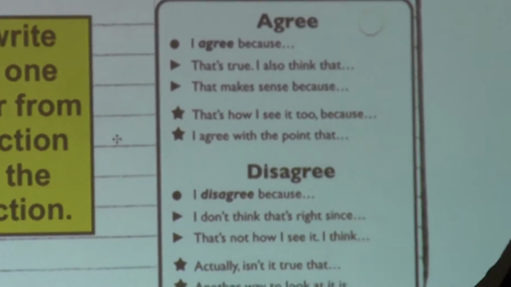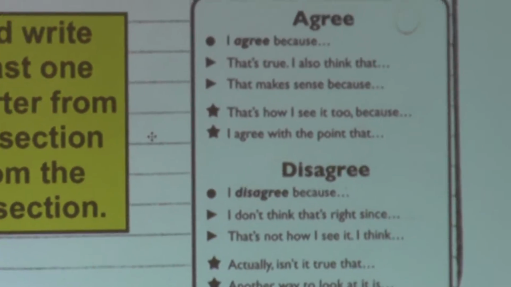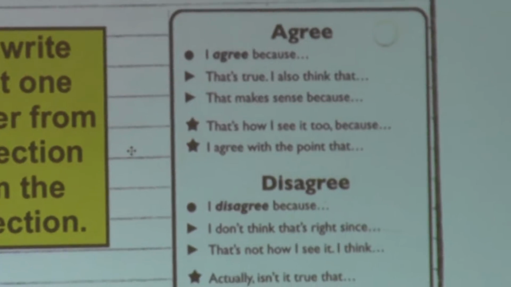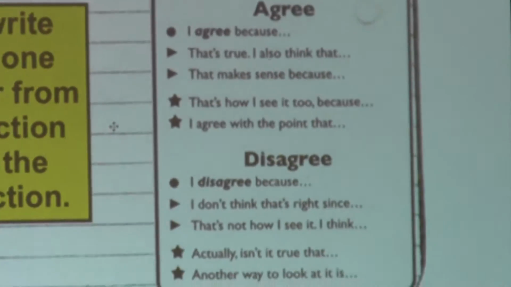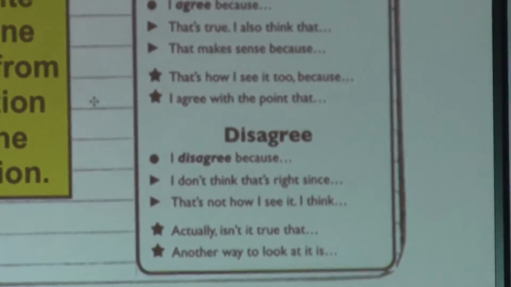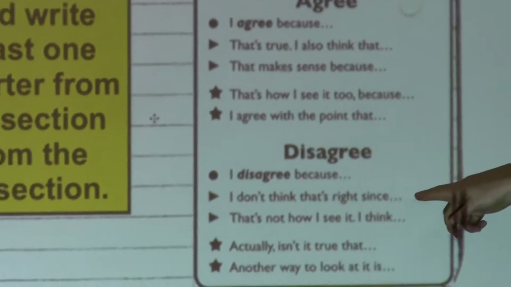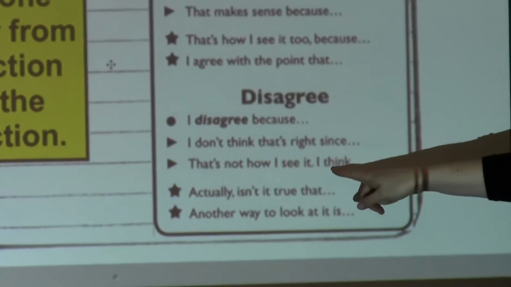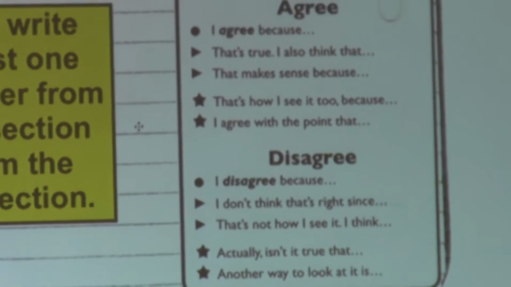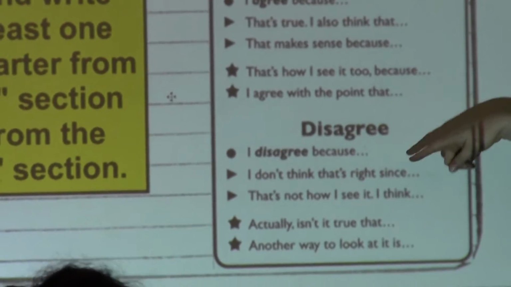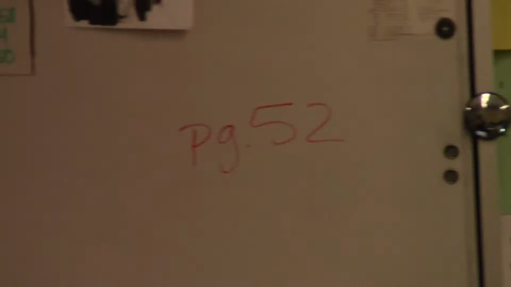You'll see with the triangle, that's what we would call intermediate. That's kind of middle level. So kind of like middle school. Middle school level, maybe when you were a freshman, it kind of takes it up a notch. So potentially you'd say something like, that's true, I also think that, or that makes sense because, or I don't think that's right since, and that's not how I see it, I think. So a little bit more complex. So if you're feeling that, choose one of those.